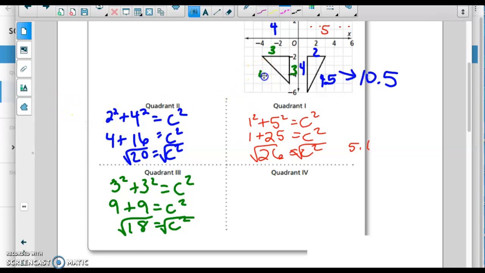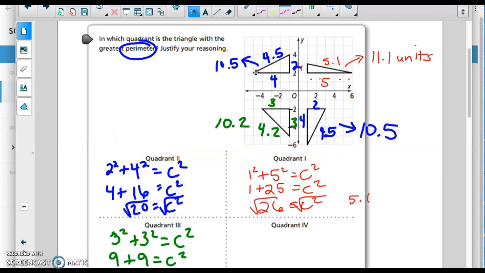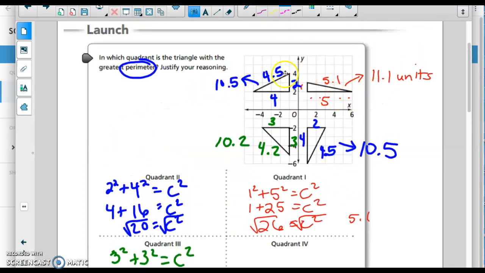So if I go back up here and I write 4.2. Now, again, we're repeating. We want the perimeter, so we add up all these. 3 plus 3 is 6, plus 4 is 10, plus that 0.2, this is 10.2. So if we look at all of our perimeters, we have 11.1, 10.5, 10.2, and 10.5. The greatest perimeter is this skinny one right here, which may or may not have been your first guess.